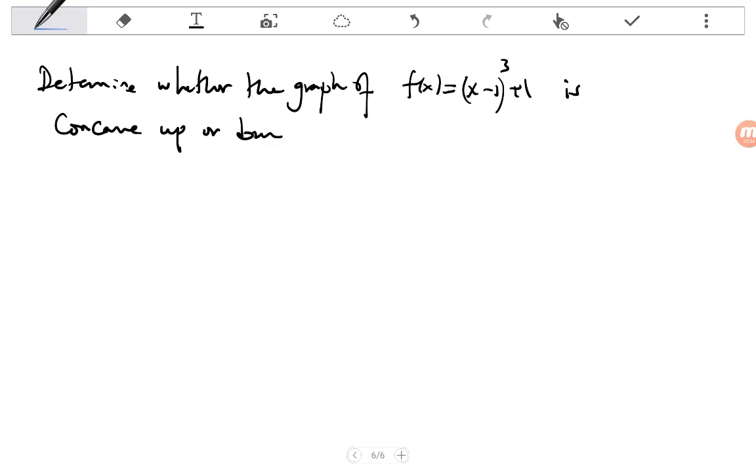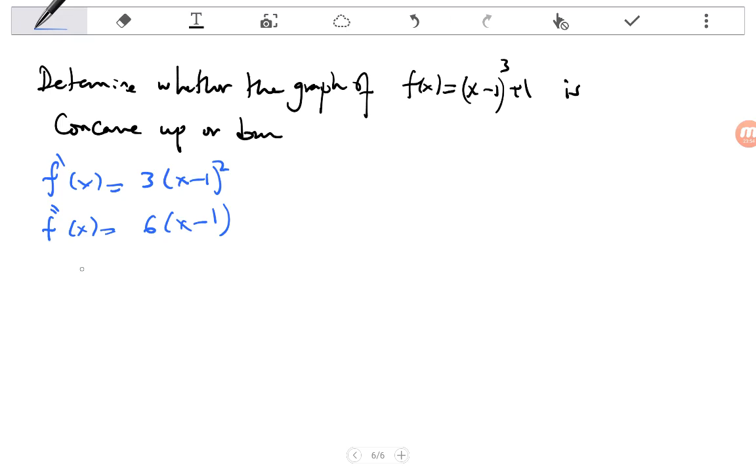How to determine if a function is concave up or down? We find the second derivative. So let's find the second derivative. First, the first derivative. It will be 3(x minus 1) all squared. Then we find the second derivative. It will be 6(x minus 1).